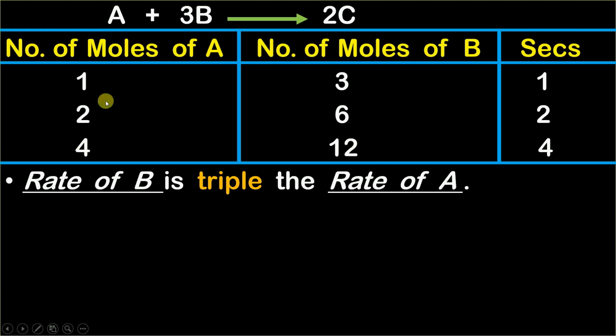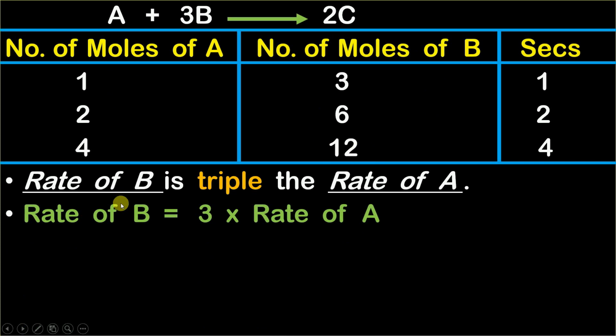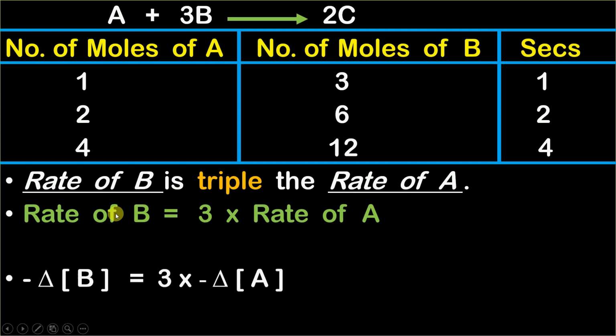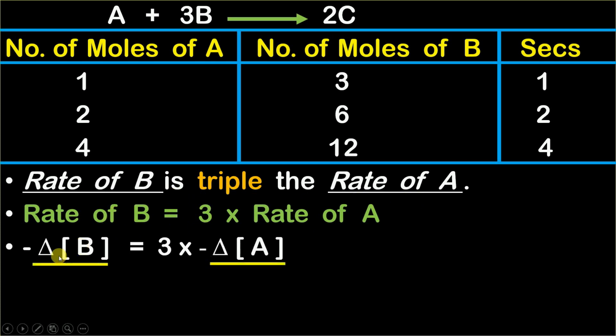Am I right? So as we all know, the formula for rate... but before that, I have converted this sentence into an algebraic equation. As you can see over here, rate of B is, for "is" you need to add an equal to sign, triple, 3 times the rate of A. Am I right? Now the formula for rate of B is nothing but minus change in concentration of B divided by change in time, is equal to 3 into rate of A, that is nothing but change in concentration of A divided by change in time.